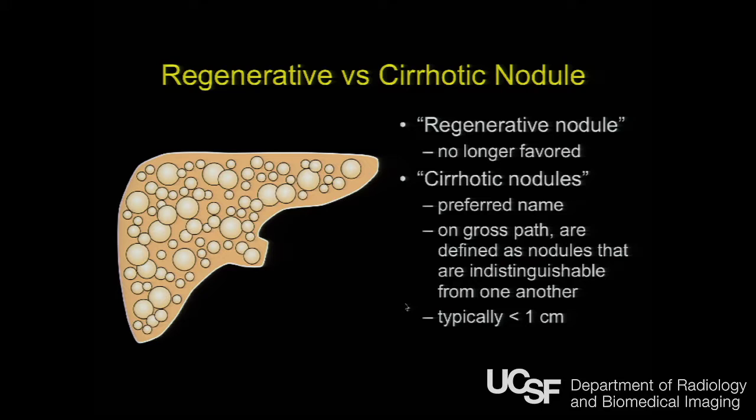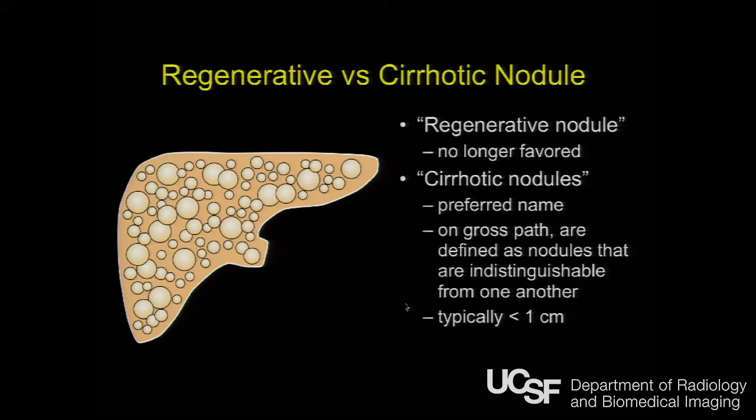I want to make one comment on the term regenerative versus cirrhotic nodule. Historically, like when I trained, we were told all these things in a cirrhotic liver are called regenerative nodules. They've actually changed the terminology. I don't know if it makes a difference in practice, but we call them cirrhotic nodules now. And the reason for that is these nodules in the cirrhotic liver are actually regenerating and becoming ischemic and dying in a cyclic fashion. So they're both ischemic and regenerative at the same time, so they're not truly regenerative nodules.